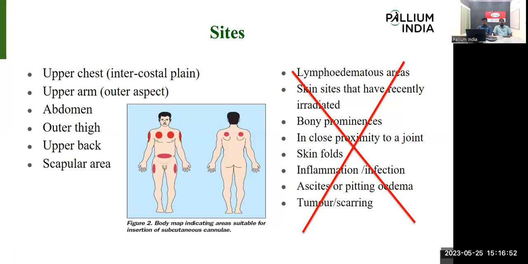Then the lower extremity with any pitting edema. I already told you about lymphedema. In another case, if pitting edema is there, we also cannot choose that lower extremity for giving the injection because it will not absorb. Then any tumor site or any scar area, we also cannot use for subcutaneous injection because it will disturb the tumor and those cells.